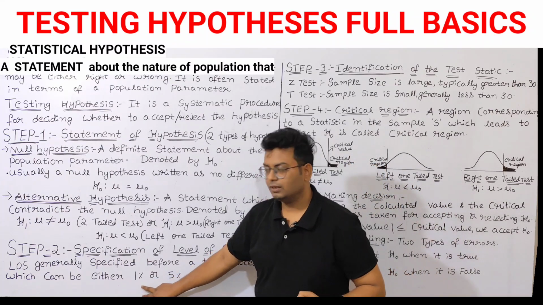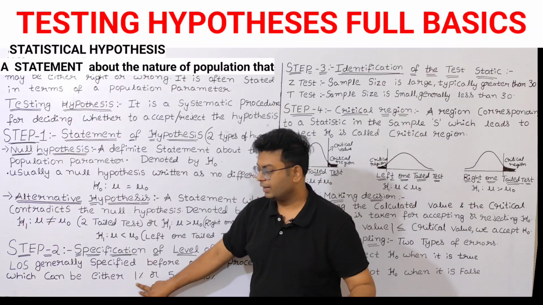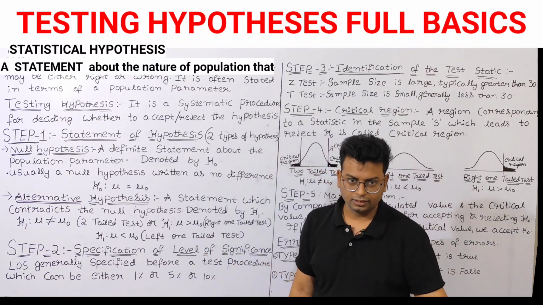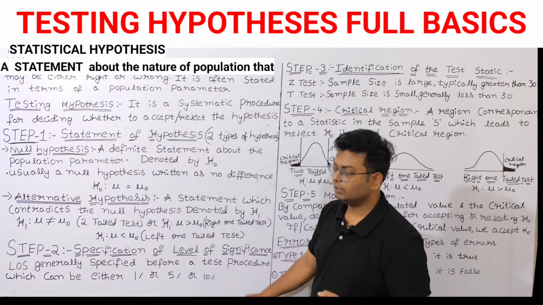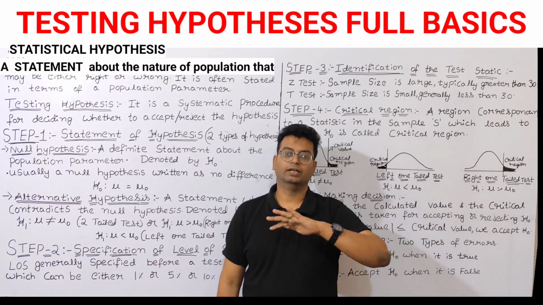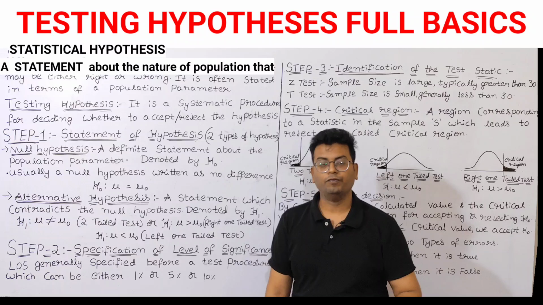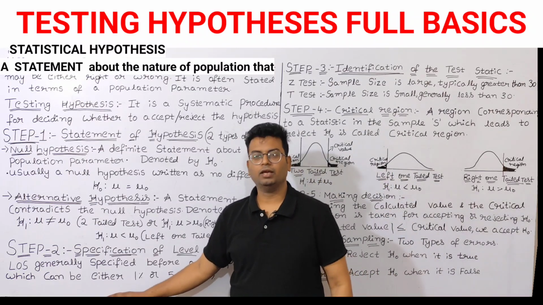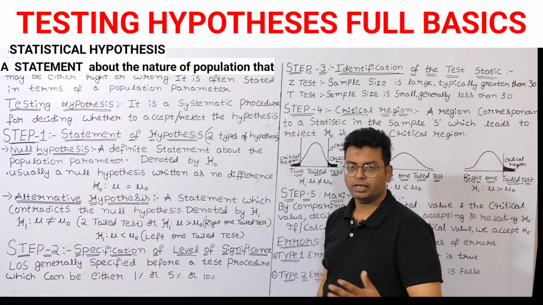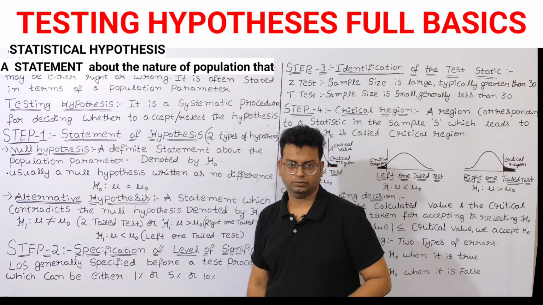If we take 1% as given in the question, then it is 1% rejection and 99% acceptance. If you take 10%, then it is 10% rejection and 90% acceptance. If there is no mention of any level of significance, then we will consider it as 5%.